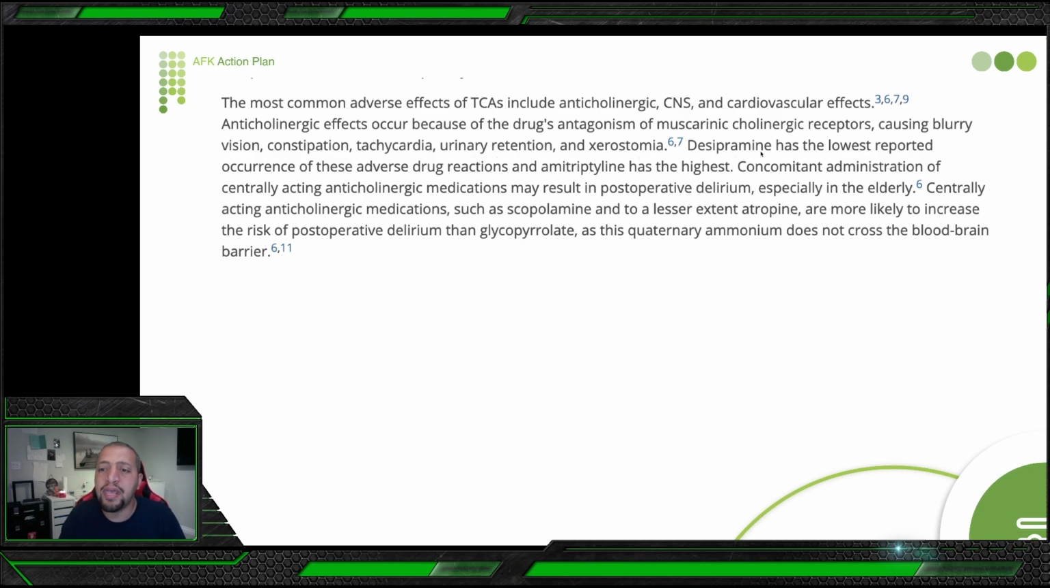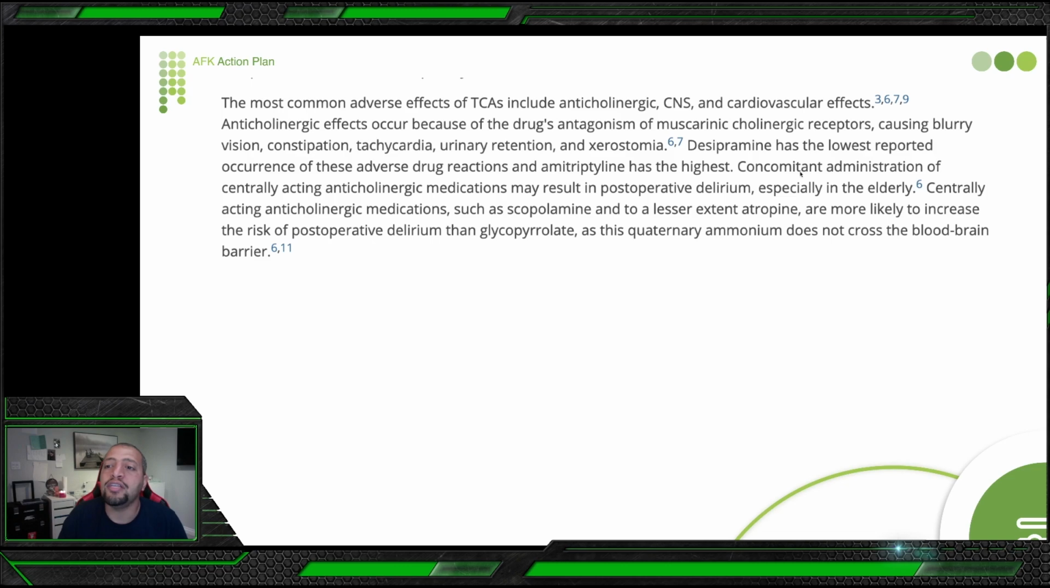This diazepam, this is the name of our drug, has the lowest reported occurrence of this adverse drug reaction, and amitriptyline has the highest. And as a theme in the pharma guideline, when you see a family treat one condition, you think about it this way: the first generation will have the most side effects and the highest percentage of side effects for our patient.